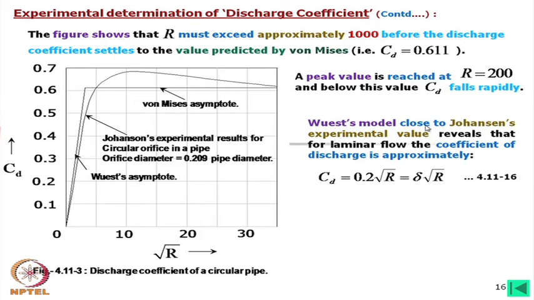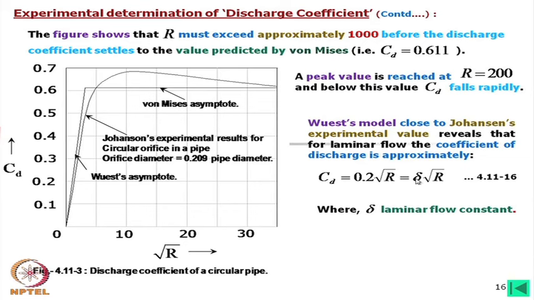The worst model is close to Johansson's. Johansson's experimental value is approximately given by this equation: CD is equal to 0.2 root, where instead of 0.2 we sometimes use delta, which is not exactly 0.2 but very close to that, and this we call the laminar flow constant.